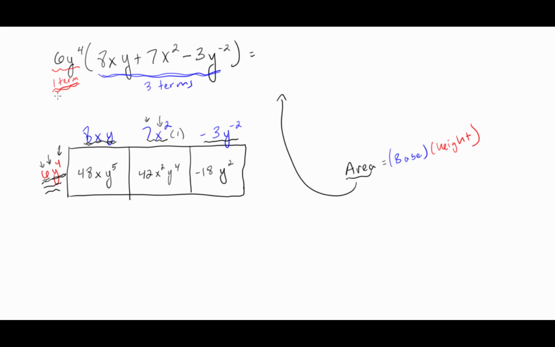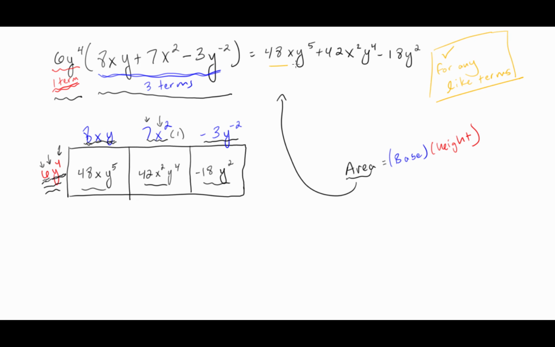I now know that 6y to the 4th, my first factor here, times the second factor is just equal to the area, or all three of these little rectangles combined together. And then, of course, the very last thing I should do is check for any like terms. And in this case, I have three different bases, so I can't do anything else. So I just box this and know that this is now simplified.